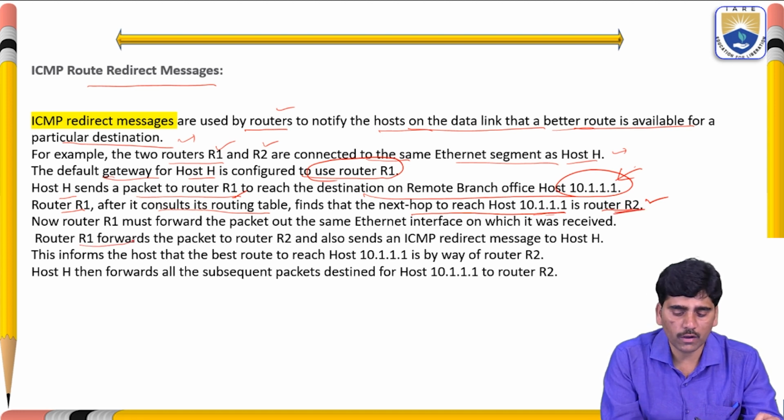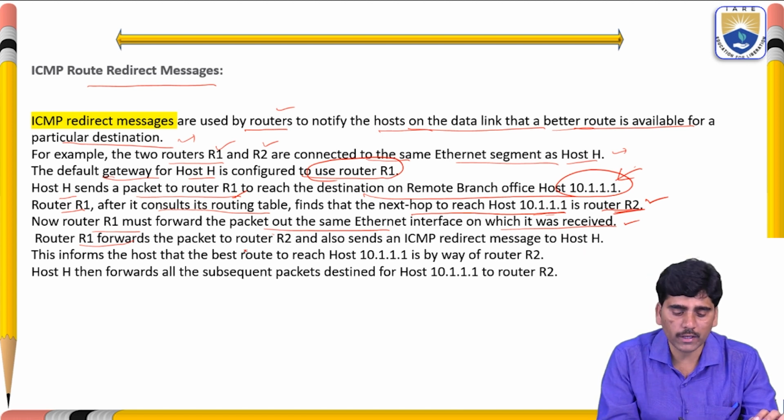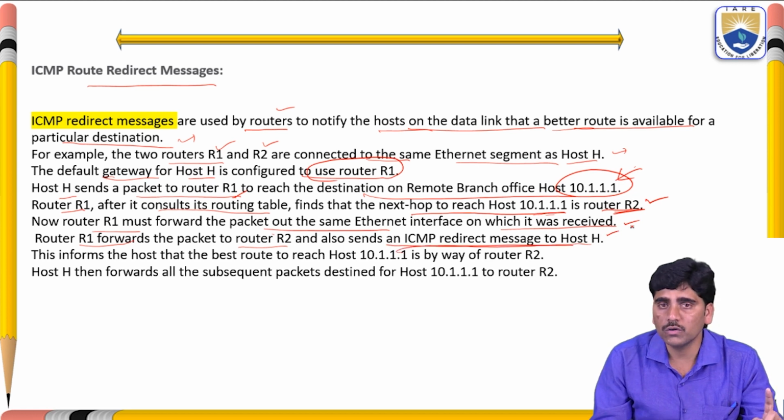And router 1 must forward the packet out the same Ethernet interface on which it was received. So router R1 forwards the packet to router R2 and also sends an ICMP redirect message to the host H.